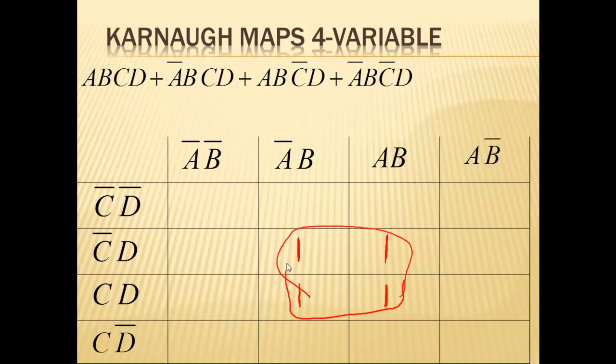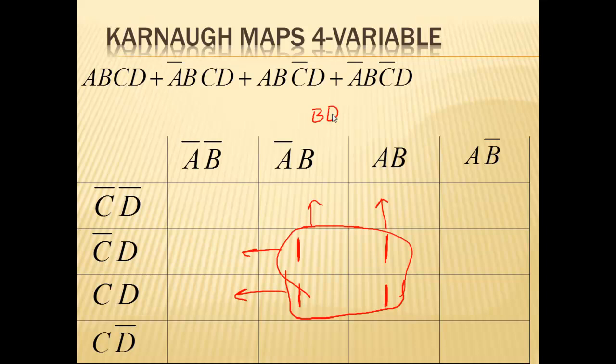There's no diagonals, no gaps between them, so we can get all 4 of them. If you look up, the A naught and the A cancel each other out, so we're left with B. And if we look to the side, we've got a C naught and a C cancel each other out. All we're left with is D.